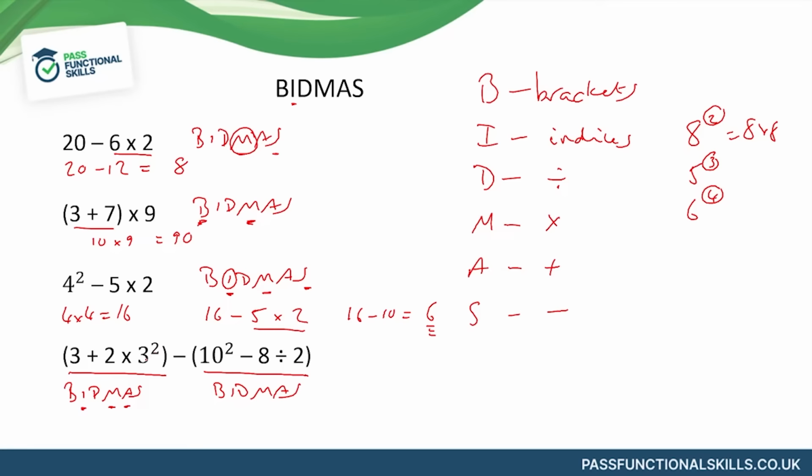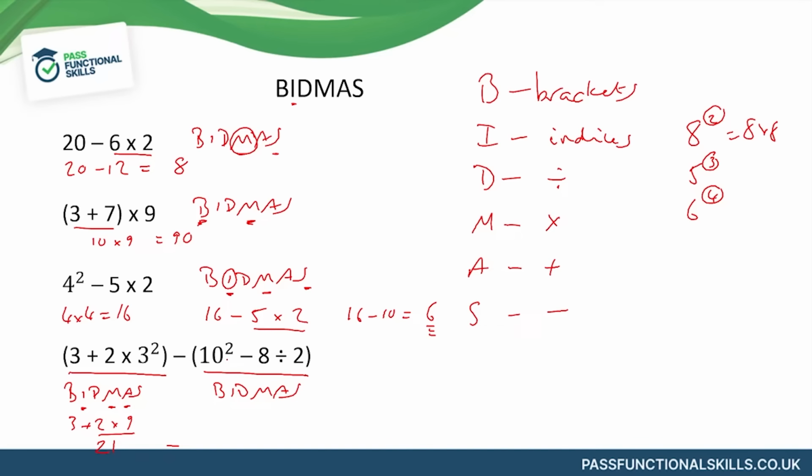So let's do the indices first. So 3 times 3 is 9. So this is 3 plus 2 times 9. Multiplication occurs before addition. So 2 9s are 18. So this is 3 plus 18. And 3 plus 18 is 21. So on the left hand side we have 21.